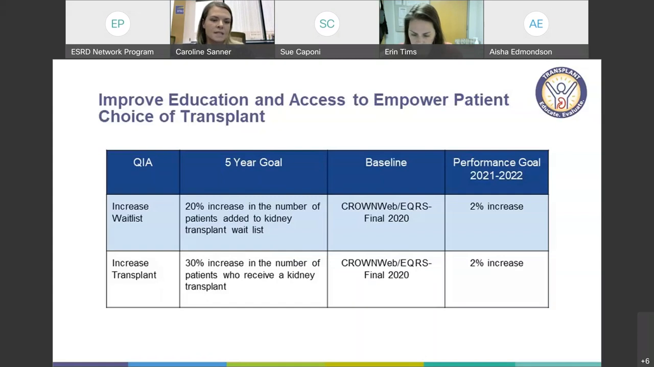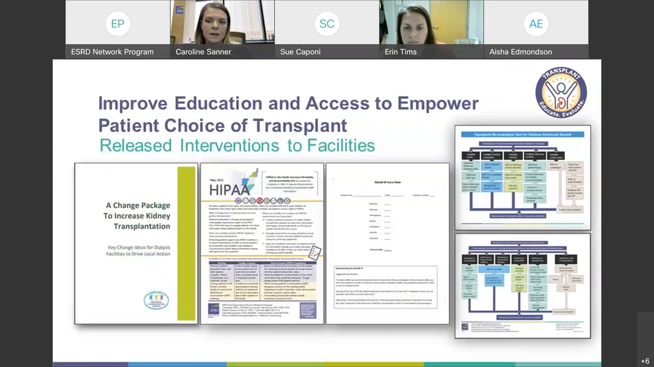On this slide, you can see the goals for transplantation. Increasing waitlist and increasing transplant are the two QIA goals. The performance goal for 2021-2022 is a 2% increase for increasing waitlist and increasing transplant. This year will be ending at the end of April of 2022.